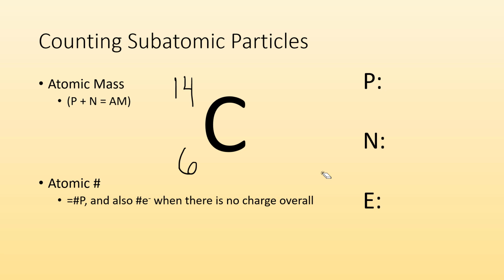So if we have a neutral atom, the protons equal the electrons. Remember, the charge of a proton is plus 1 and electrons minus 1. So if they equal each other, we end up with a charge of 0. So the charge is going to be equal to the protons minus the electrons, because the electrons have a negative charge.